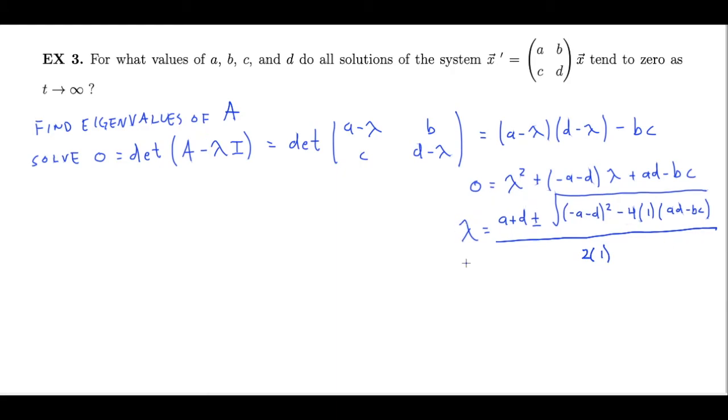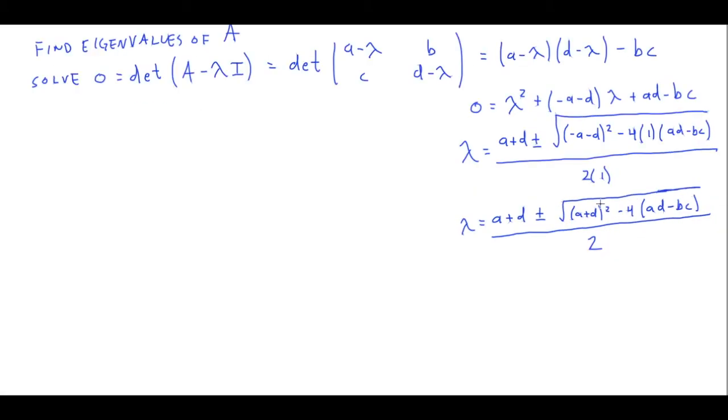So I've written out the quadratic formula here, and then there's some simplification that I want to do underneath the square root. I just cleaned up this quadratic a little bit. I could factor a negative out. So this is actually a plus d squared. And then this is clearly minus 4 times ad minus bc, over 2. Now, typically, I would try to analyze this discriminant in order to identify for which values of a, b, c, and d the three cases would occur regarding the different types of eigenvalues.